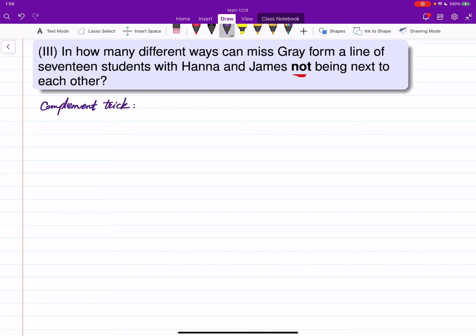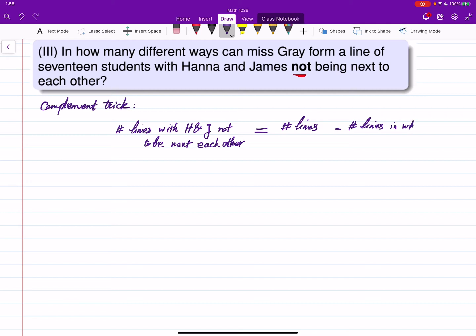What does it say? It says that if you're counting the number of ways, number of lines with H and J not to be next to each other, instead of doing that, you count the number of all possible lines minus the number of lines in which H and J are next to each other.